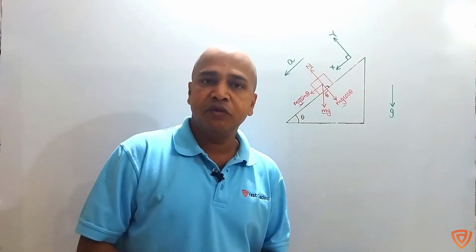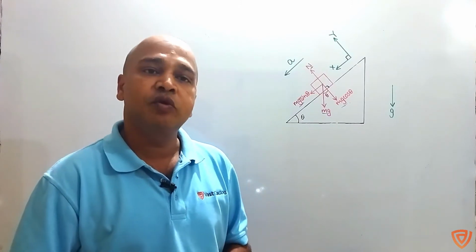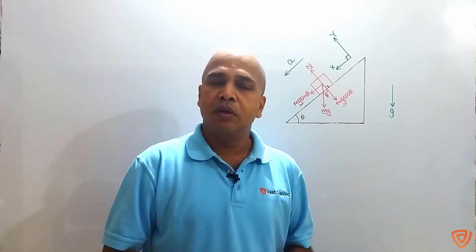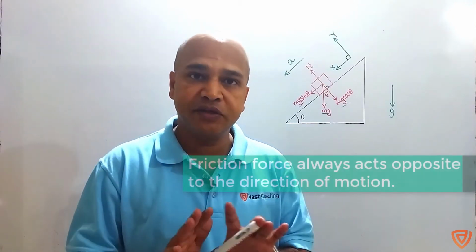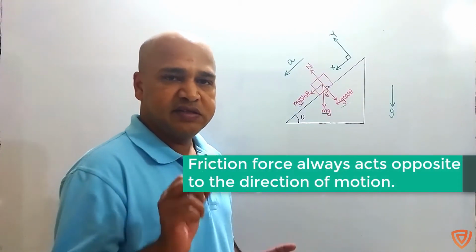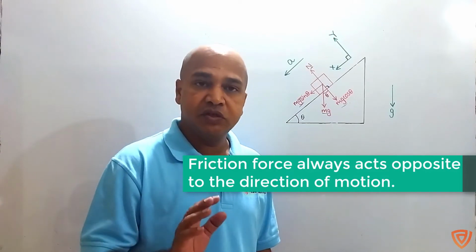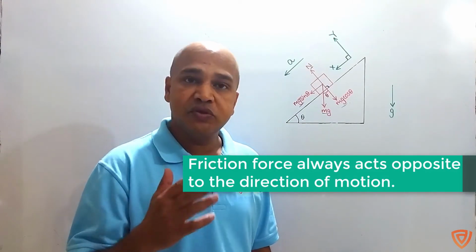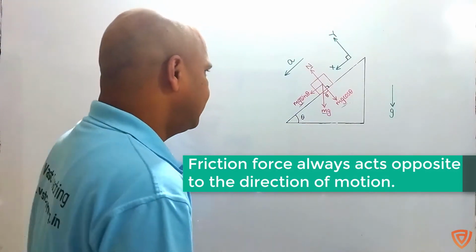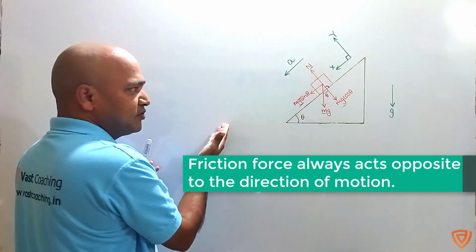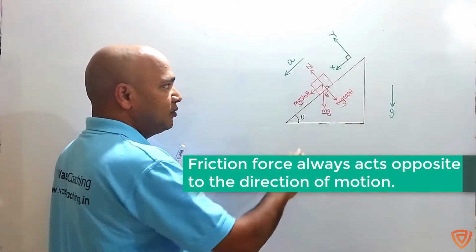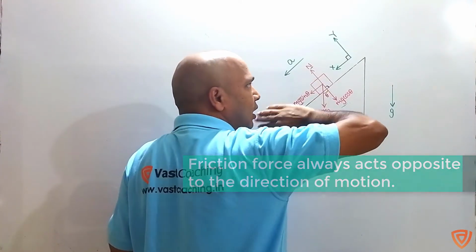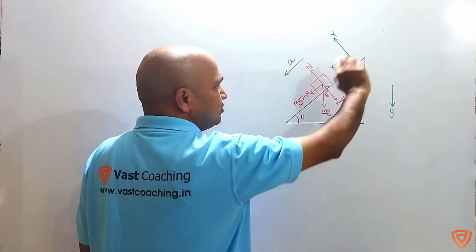So when friction force comes into the picture, the first thing you have to remember is that friction force always acts opposite to the direction of motion. That's the point you have to take note of. Friction force always acts opposite to the direction of motion. So if the block is moving in this direction and there is friction between block and wedge, then friction force will be on the other side, opposite to mg sin theta.